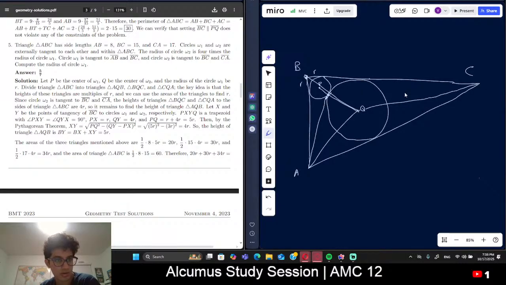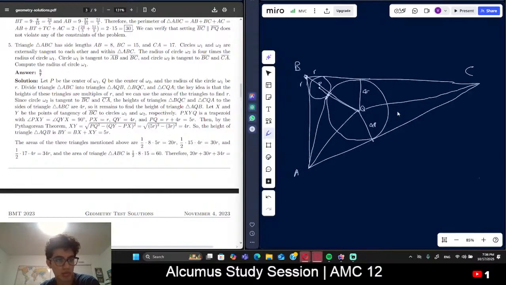Since circle omega 2 is tangent to BC and CA, like I've drawn over here, the heights of triangles BQC, both these are 4r. Okay, what next? Of course, it remains to find the height of AQB.